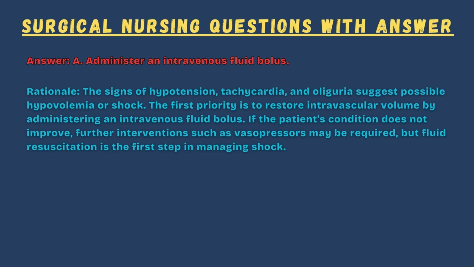Answer: A. Administer an intravenous fluid bolus. Rationale: the signs of hypotension, tachycardia, and oliguria suggest possible hypovolemia or shock. The first priority is to restore intravascular volume by administering an intravenous fluid bolus. If the patient's condition does not improve, further interventions such as vasopressors may be required, but fluid resuscitation is the first step in managing shock.